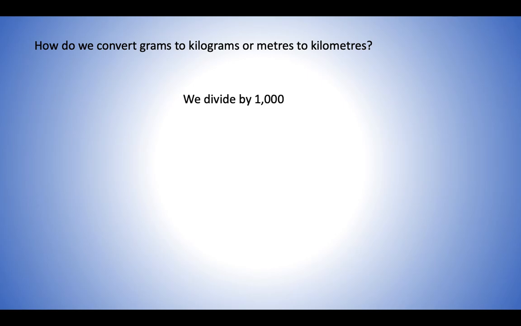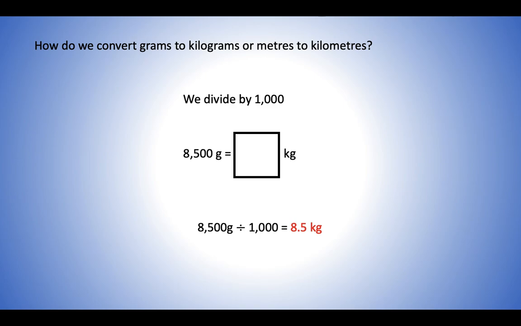So how do we convert grams to kilograms or metres to kilometres? The calculation we do is divide by 1,000, so our digits move to the right 3 places, 3 columns. For example, 8,500 grams as kilograms: 8,500 grams divided by 1,000 is 8.5 kilograms. So there are 8,500 grams in 8.5 kilograms.